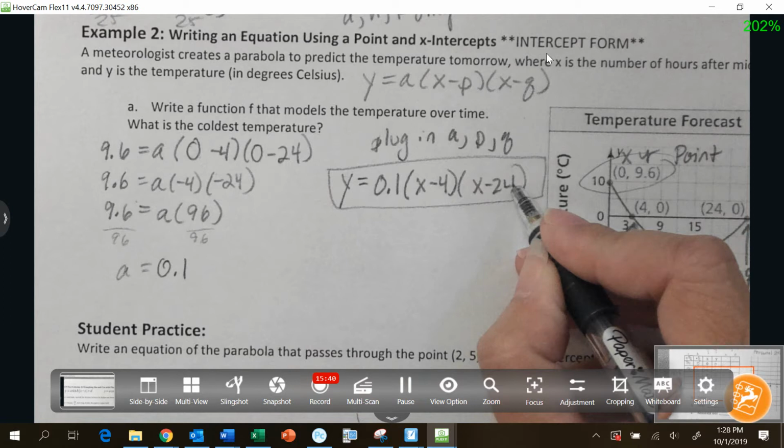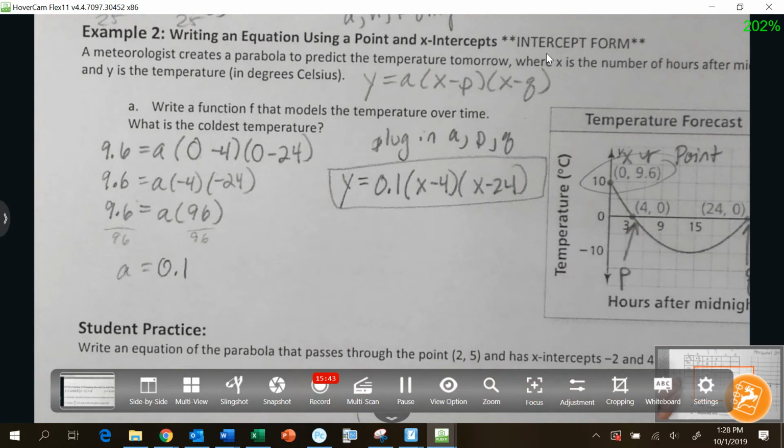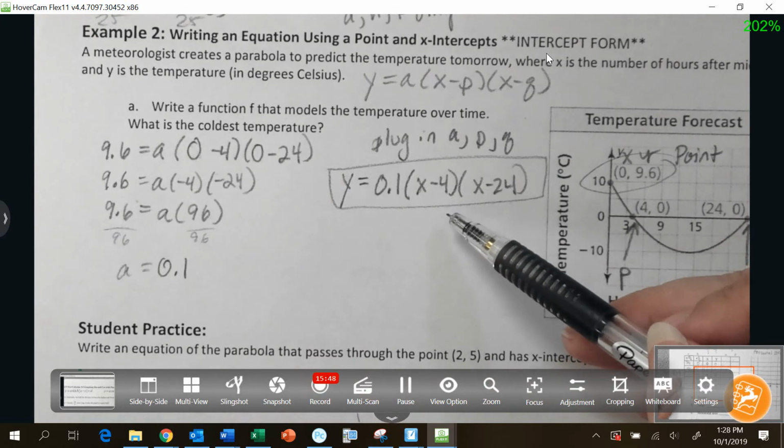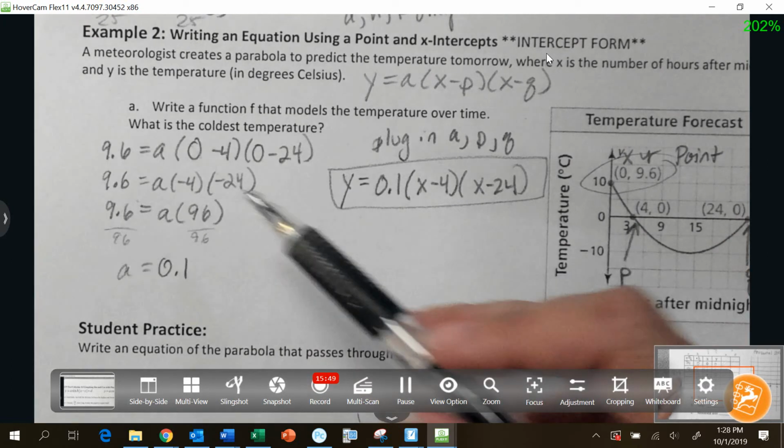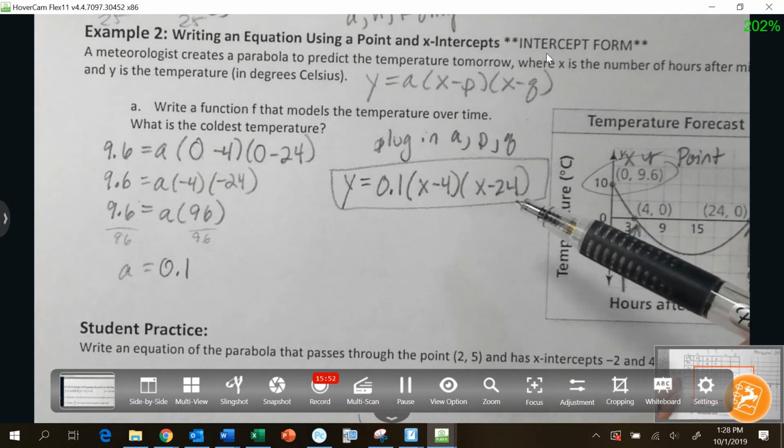Question? So we don't have to plug in 0? Not when you're writing your equation. We use the 0, 9.6 as just one ordered pair to help us find the a value.